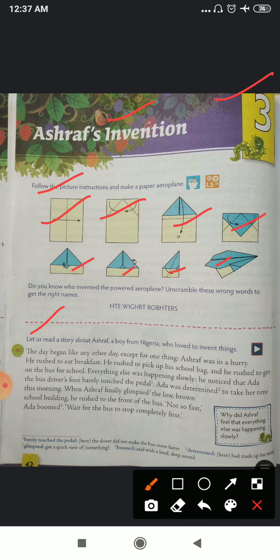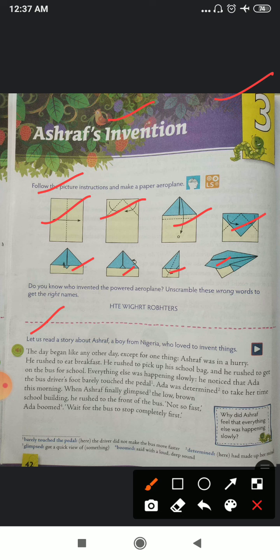Let us read a story about Ashraf, a boy from Nigeria who loved to invent things. So this is a story about a little boy whose name is Ashraf, and he is from Nigeria. He loved to invent new things. The day began like any other day, except for one thing: Ashraf was in a hurry. He rushed to eat breakfast, he rushed to pick up his school bag, and he rushed to get on the bus for school.